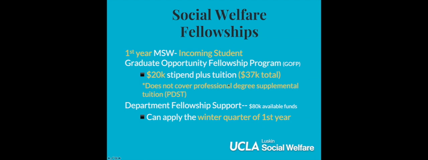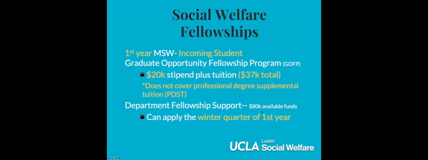Okay, the fellowships, we'll go over this. For first year incoming students, there's something called the GOFP, and that's going to give you a $20,000 stipend plus tuition. So it's about $37,000 total. It does not cover your PDST tuition, so just keep that in mind. And then for departmental fellowship support, there's about $80,000 available in funds. So just make sure you apply.